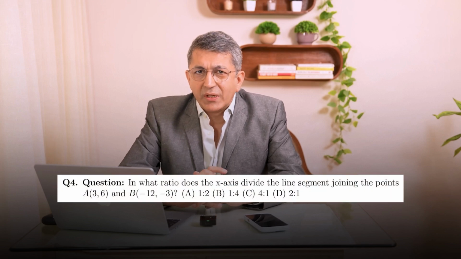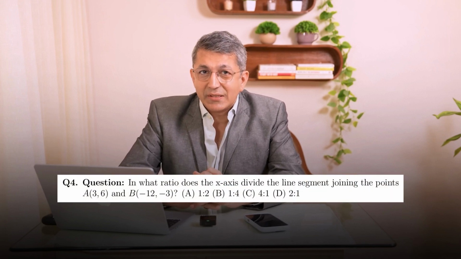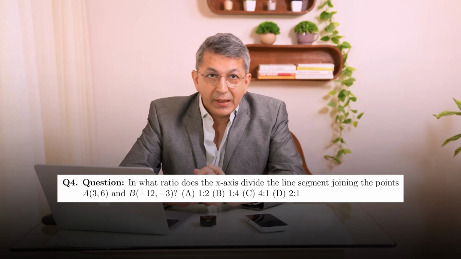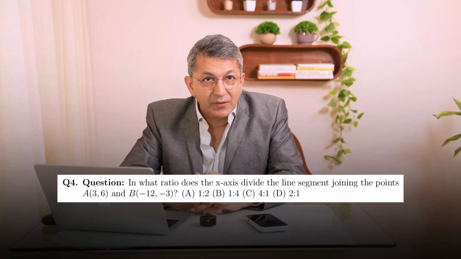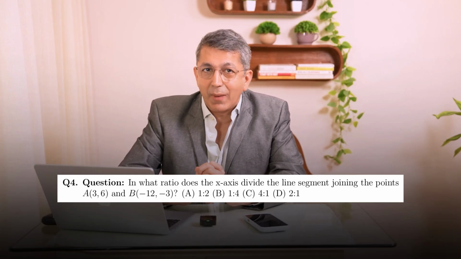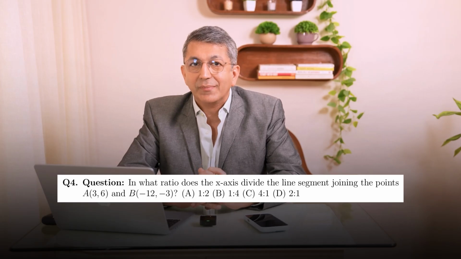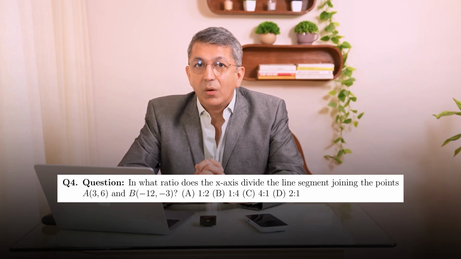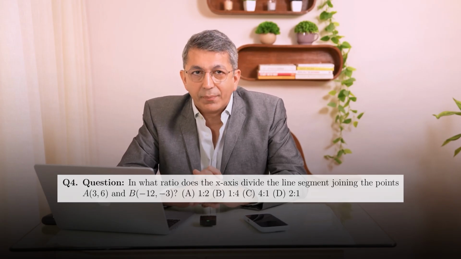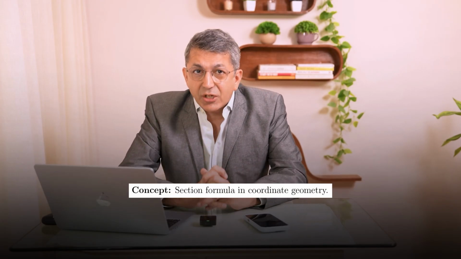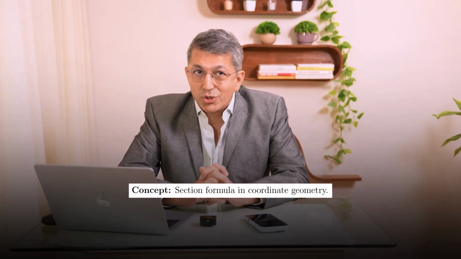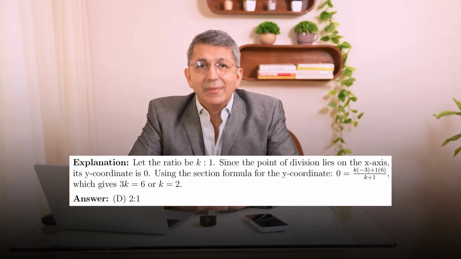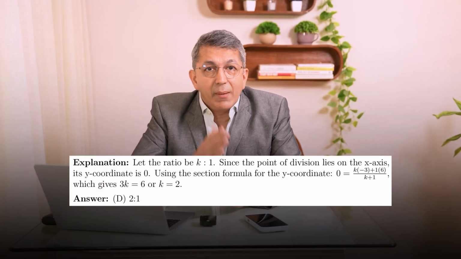In what ratio does the x-axis divide the line segment joining the points A(3, 6) and B(minus 12, minus 3)? A, 1 by 2, B, 1 by 4, C, 4 by 1, D, 2 by 1. Concept. Section formula in coordinate geometry. Explanation. Let the ratio be k by 1.